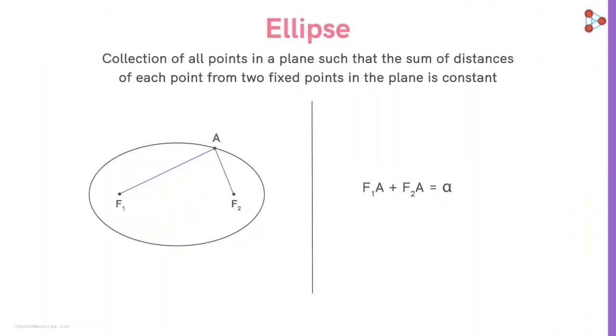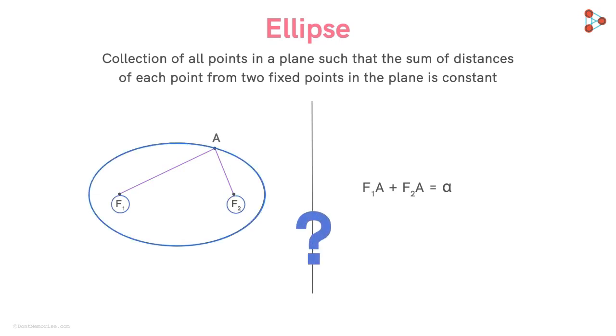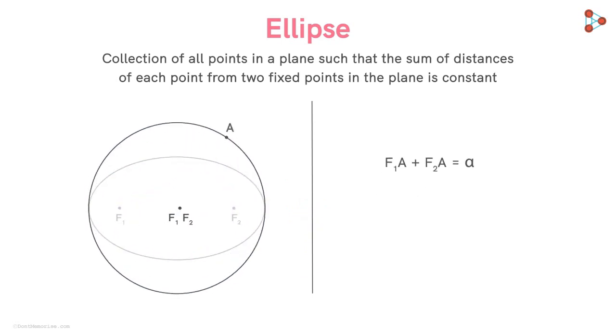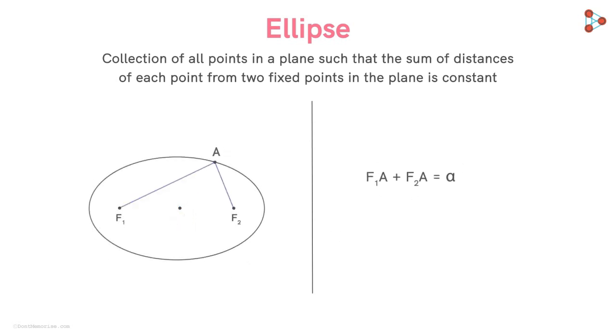Now let's look at one ellipse. An interesting thing happens when the 2 foci of the ellipse coincide. Can you guess? We get a circle. All the points will be at a distance of alpha over 2 from the center, where the 2 foci coincide. So we see that a circle is a special case of an ellipse when the 2 foci of the ellipse coincide.